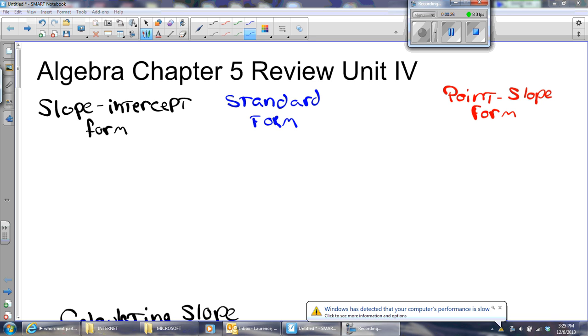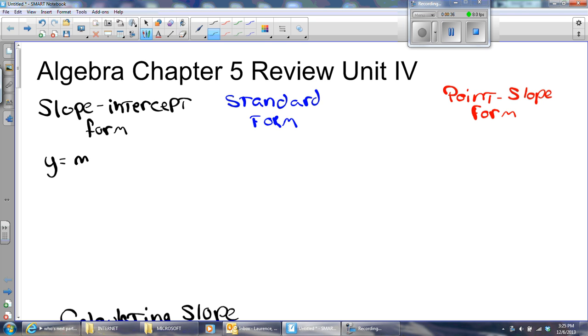So, remember, we know three types of equations that we can graph from. First is slope-intercept form. That's y equals mx plus b. I expect you to know this form, recognize it, be able to name it, and know that b is your y-intercept, and that m is your slope, and that you know you're in slope-intercept form because the y is alone.